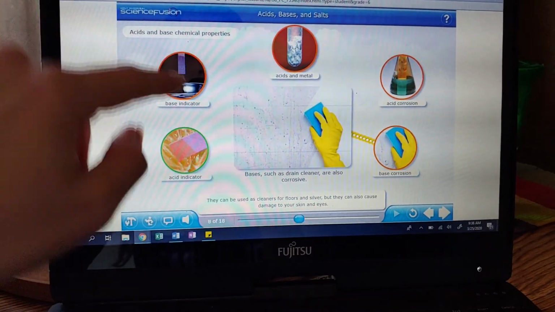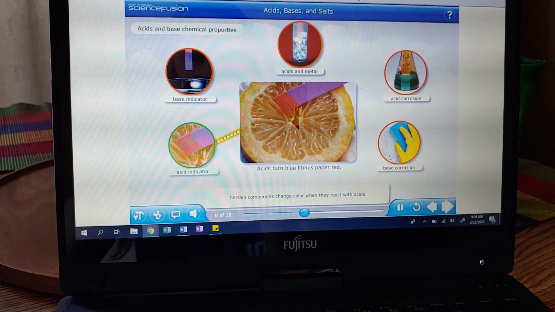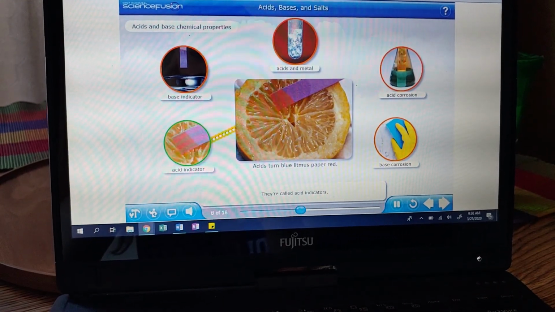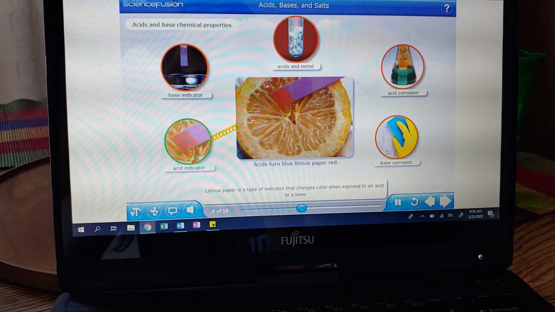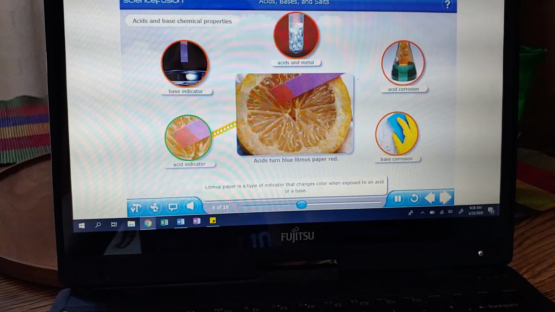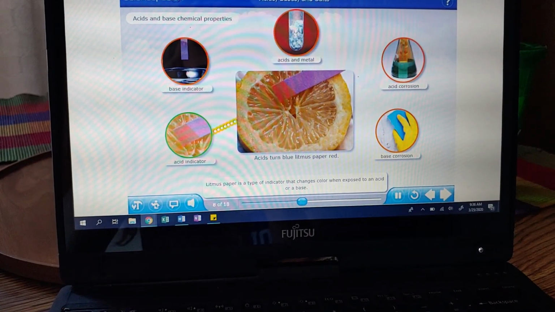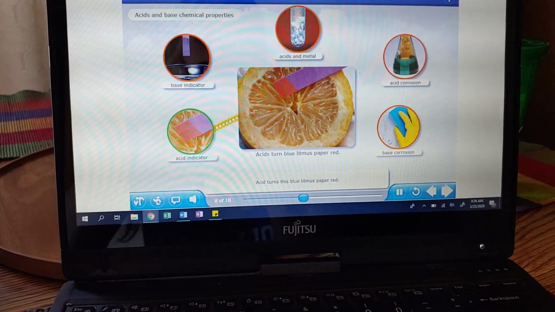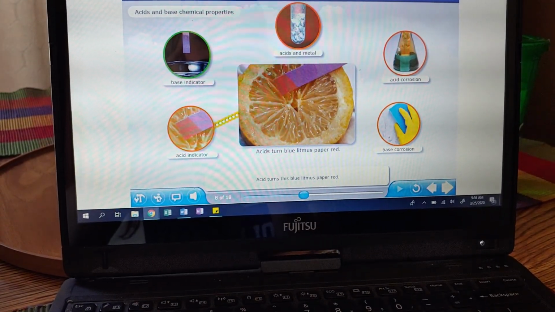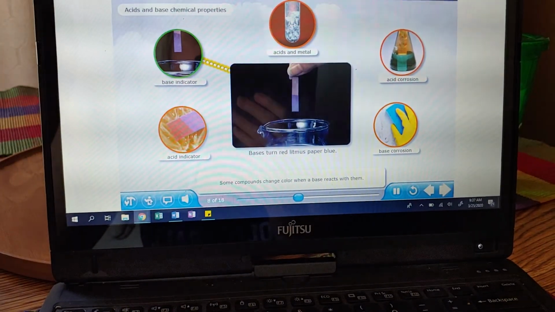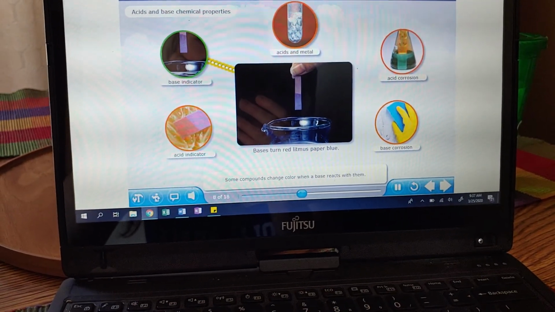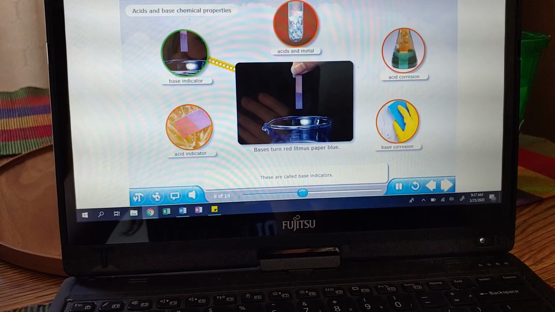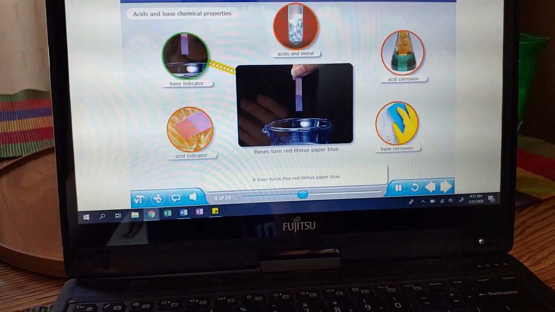Certain compounds change color when they react with acids. They're called acid indicators. Litmus paper is a type of indicator that changes color when exposed to an acid or a base. Acid turns this blue litmus paper red. Some compounds change color when a base reacts with them. These are called base indicators. A base turns this red litmus paper blue.